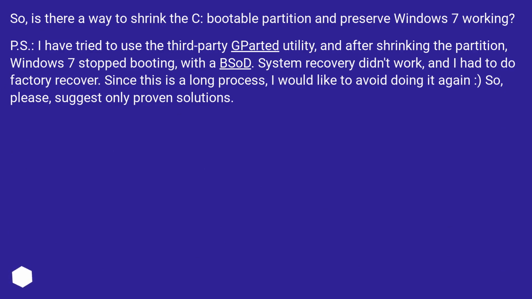So, is there a way to shrink the C bootable partition and preserve Windows 7 working? PS, I have tried to use the third-party Parted utility, and after shrinking the partition, Windows 7 stopped booting with a BSOD. System recovery didn't work, and I had to do a factory recovery. Since this is a long process, I would like to avoid doing it again. So, please, suggest only proven solutions.